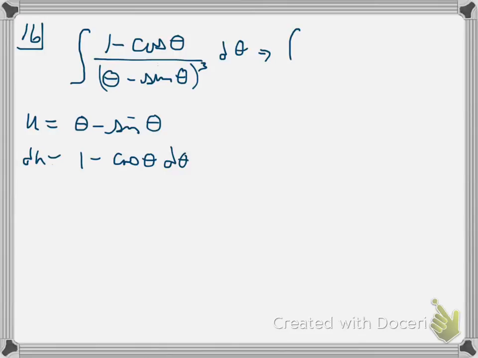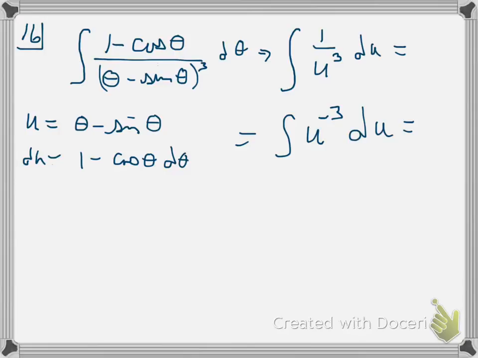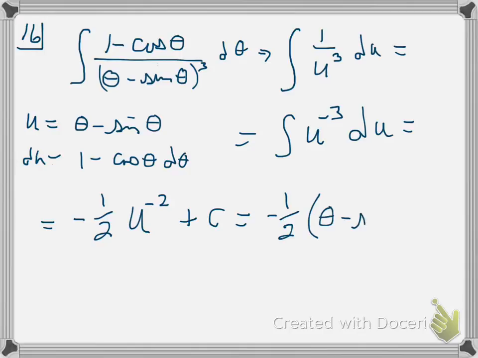So this integral becomes 1 over u cubed du, which is u to the negative 3 du, which is negative 1/2 u to the negative 2 power plus c. Now substituting back in, negative 1/2 (theta minus sine theta) to the negative 2 power plus c. Or something equivalent to that would be fine.